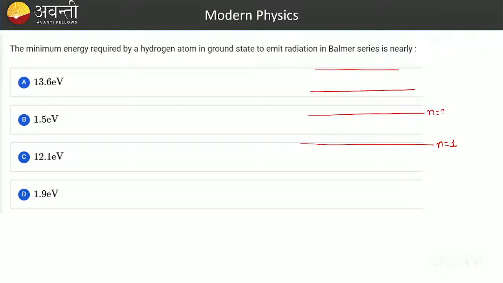This is n equals 2, n equals 3, n equals 4, and there is n equals 5, 6, and further. But you should know that for n equals 1, these are the n values, meaning shells. So from one shell to the second shell, third shell, fourth shell, in which electrons are revolving.